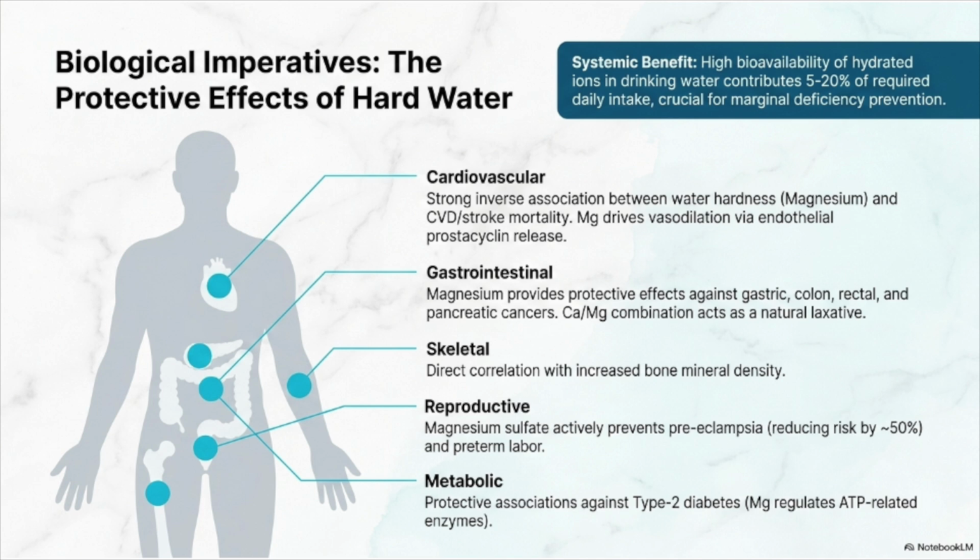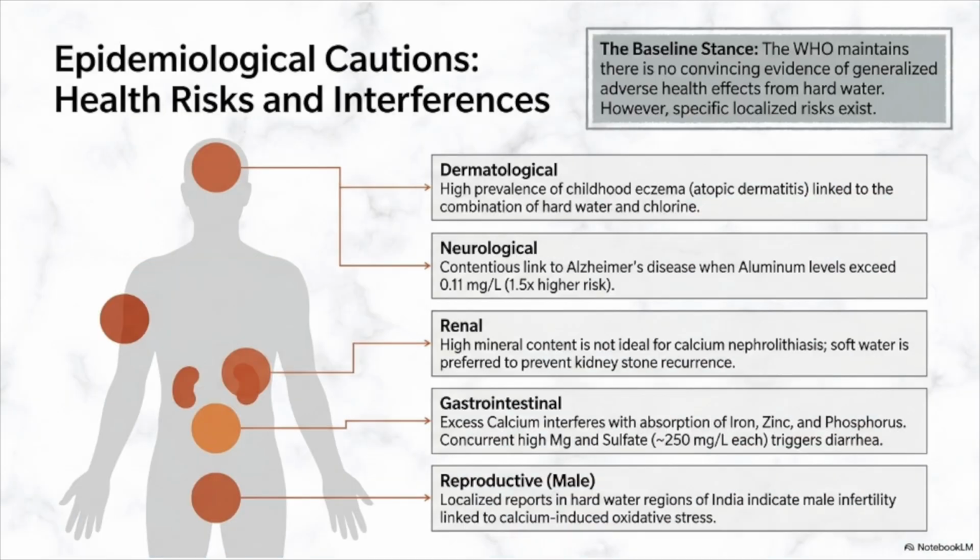In terms of skeletal health, there is a direct correlation with increased bone mineral density. In terms of reproductive health, magnesium sulfate actively prevents preeclampsia, reducing the risk by around 50%, and also helps prevent preterm labor. And in terms of metabolic health, hard water shows protective associations against type 2 diabetes since magnesium regulates ATP related enzymes.